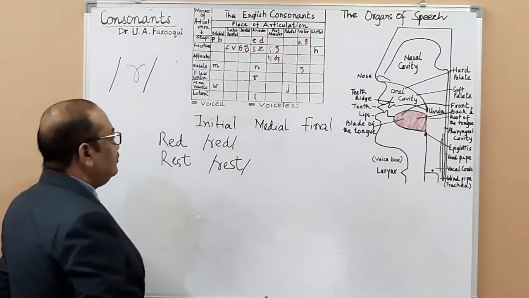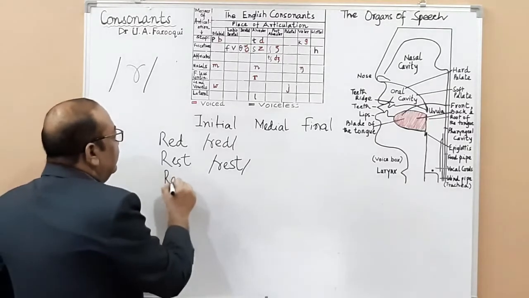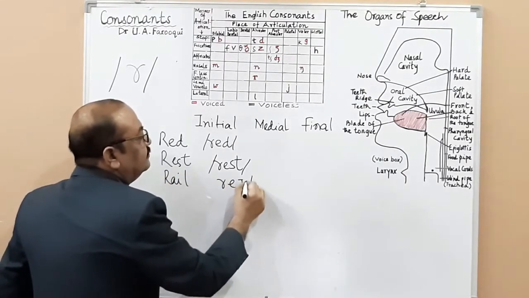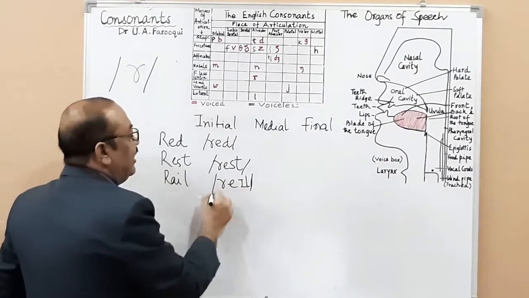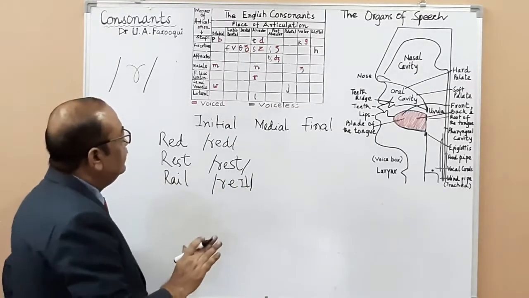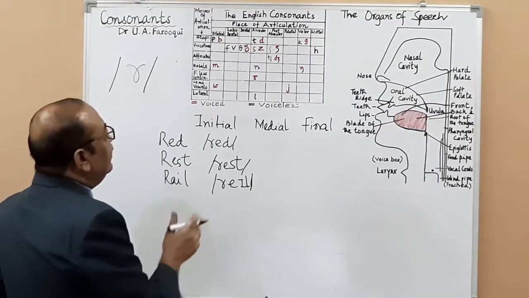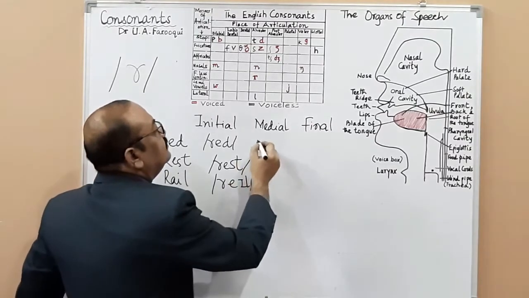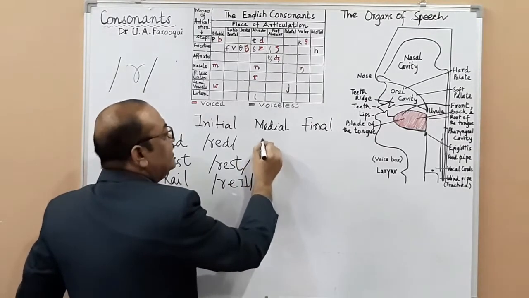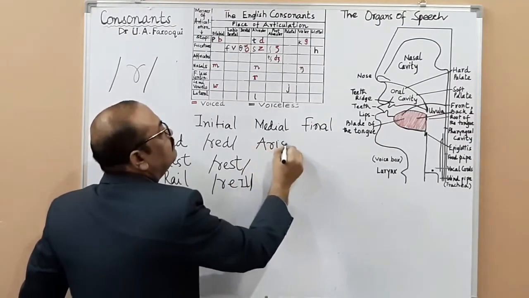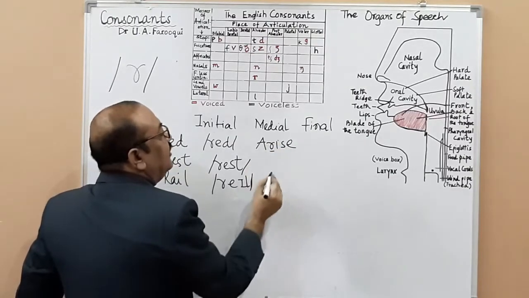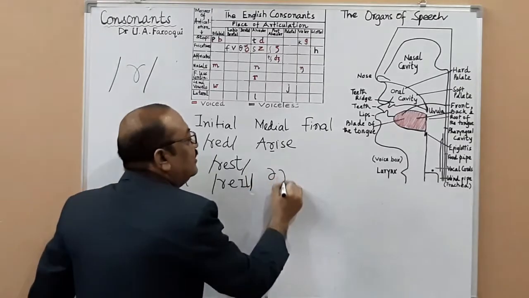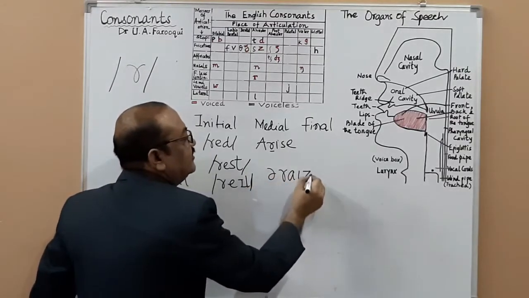And suppose it was rail, then it would have been different. Rail. This is how you would go. This is fine initially. And medially, yes, you may have arise. Arise, here R is coming here. Ra, arise.